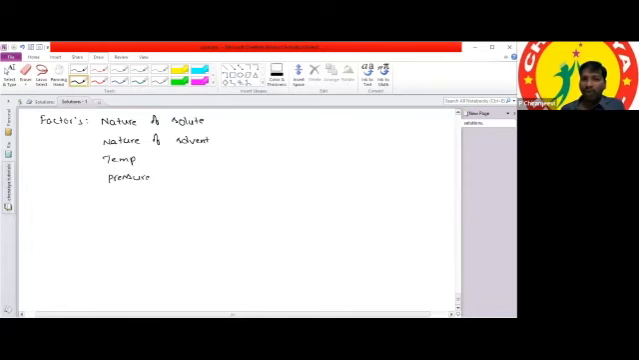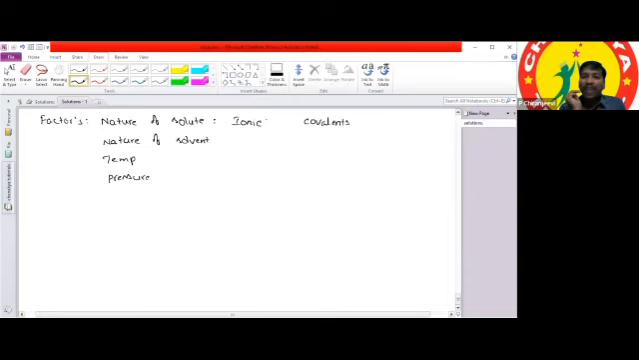Now let us see the nature of the solute. The solubility of solids in liquids depends upon the nature of the solute. We have two types of components: ionic compounds and covalent compounds. So which solids are highly soluble in water? Is there any example?